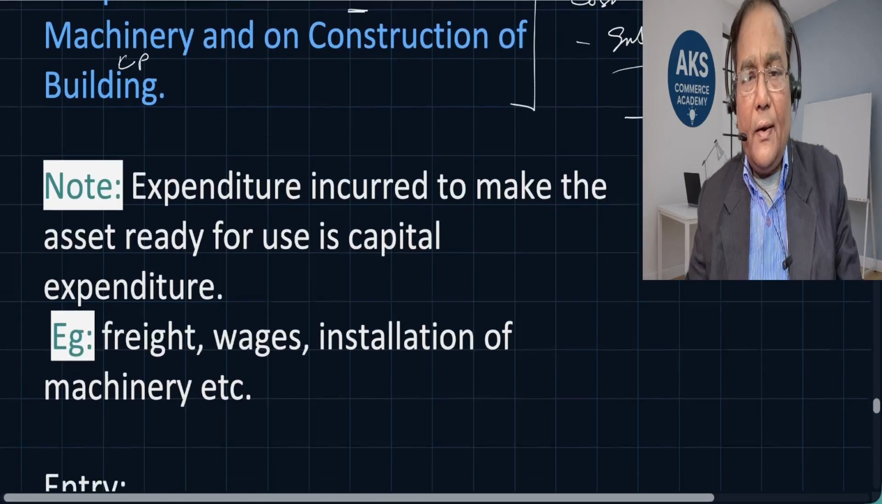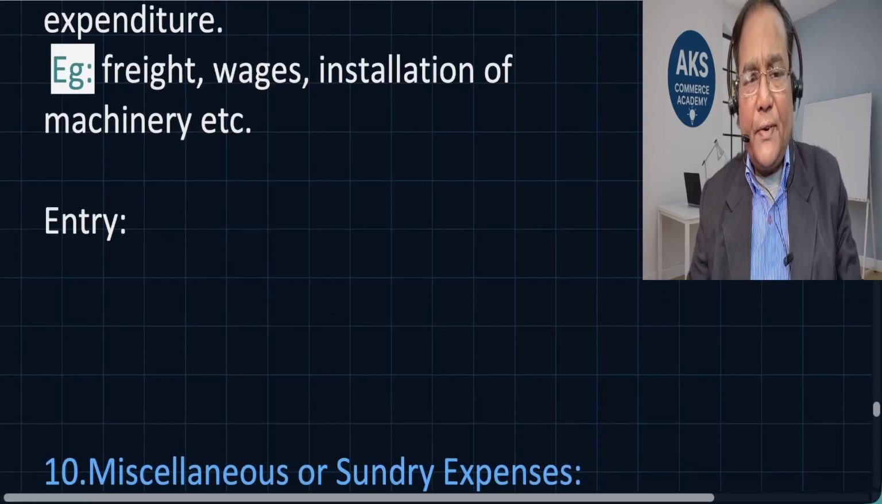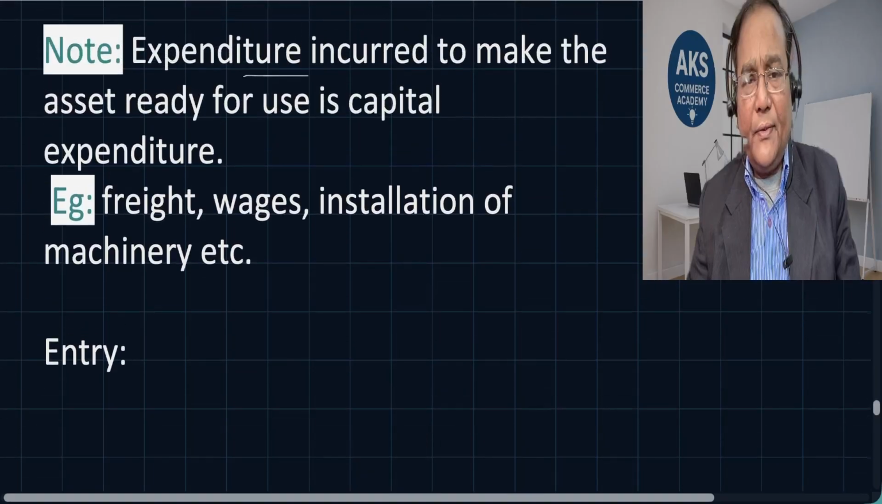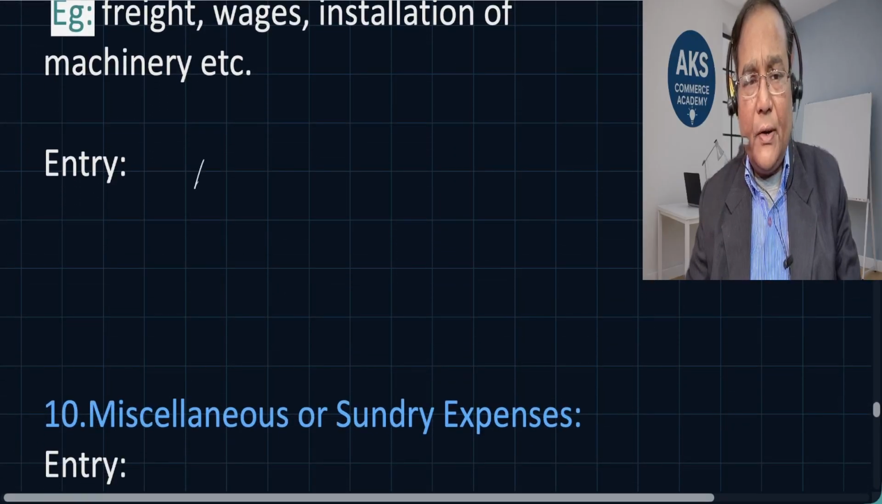Expenditure incurred to make the asset ready for use is capital expenditure. So this is to be understood. Any expenditure incurred in order to make the asset usable is called capital expenditure. Freight, wages, installation of machinery, etc. These are to be taken into account. So what is the entry that we are supposed to pass? Let's say machinery account debit to cash.